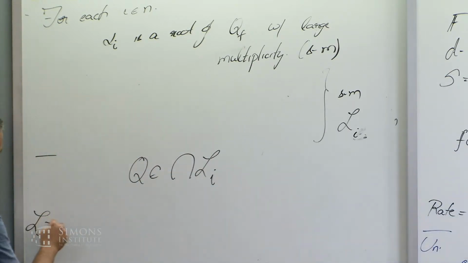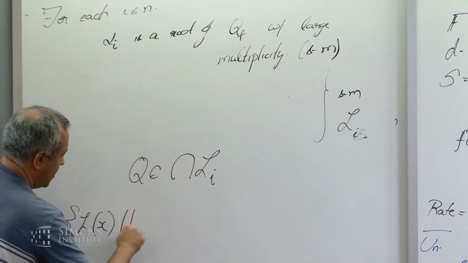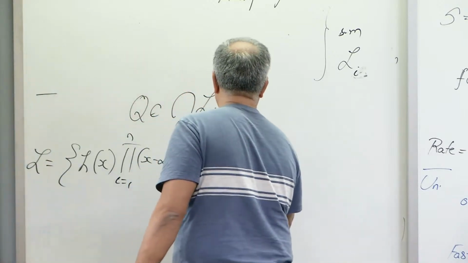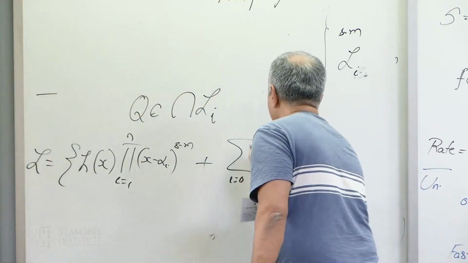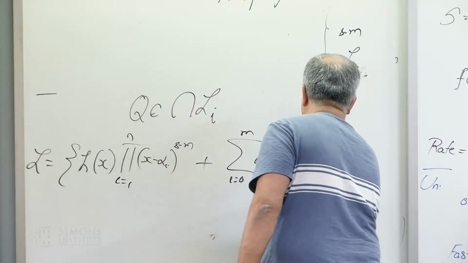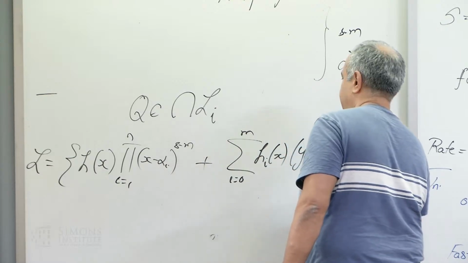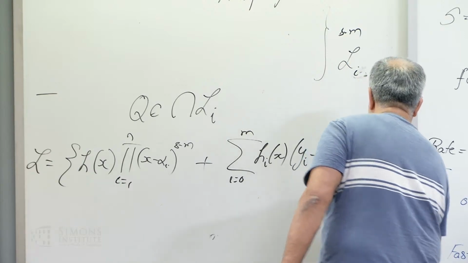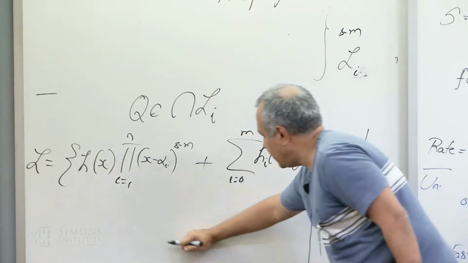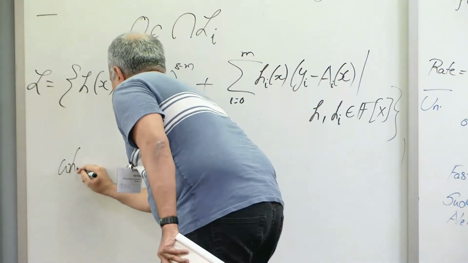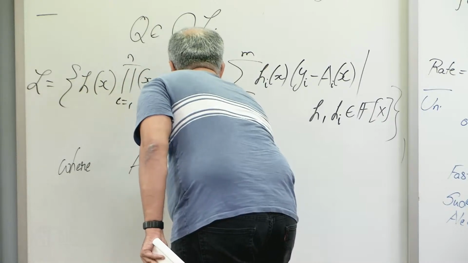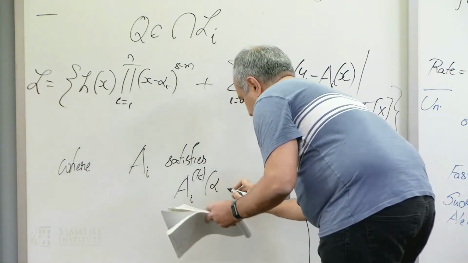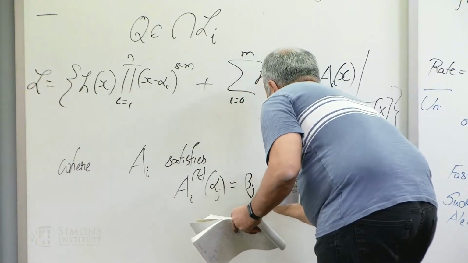So let's look at this lattice instead. L is defined to be h of x times the product of (x minus alpha_i) to the power s minus m, i going from 1 to n, plus the summation of h_i, where h and h_i are arbitrary polynomials. To define this, there is some polynomial a_i of x, where a_i satisfies: the kth derivative of a_i at the point alpha_j is actually beta_j, i plus k.